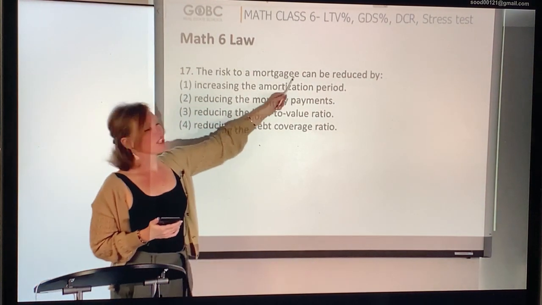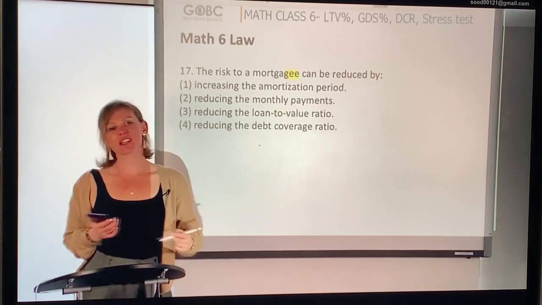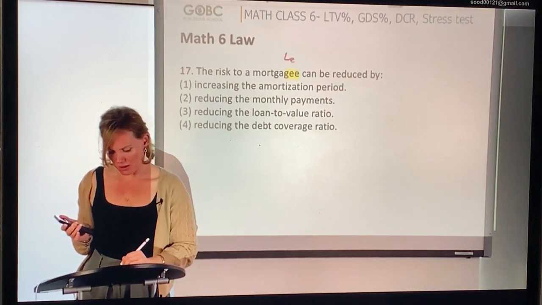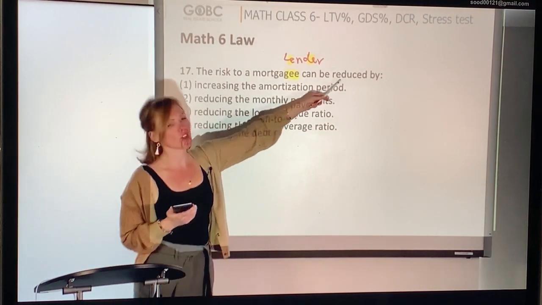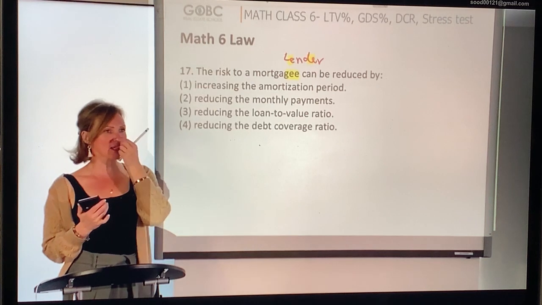So the risk to the mortgagee. Now, who is a mortgagee? If it's spelled with two E's, that's your lender. Okay, so that's your lender. Lender has two E's in the word, right? So just remember that part. So a risk to the mortgagee can be reduced. So how do you make him safer? How do you make the lender feel better?